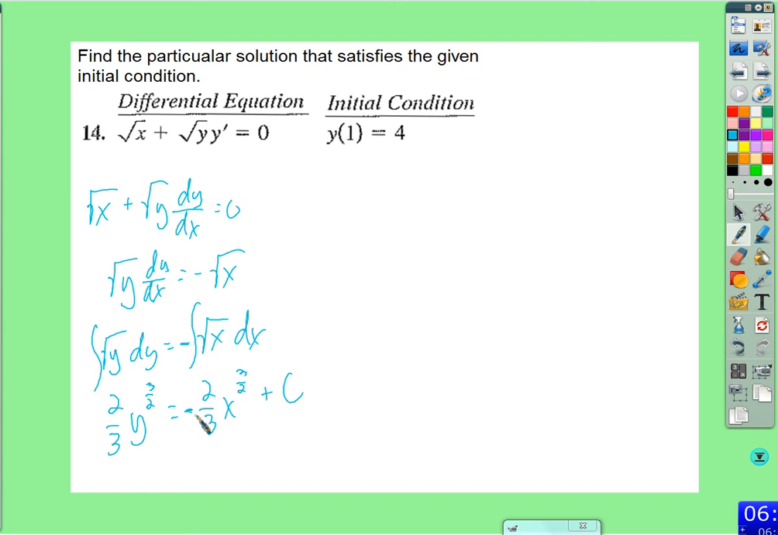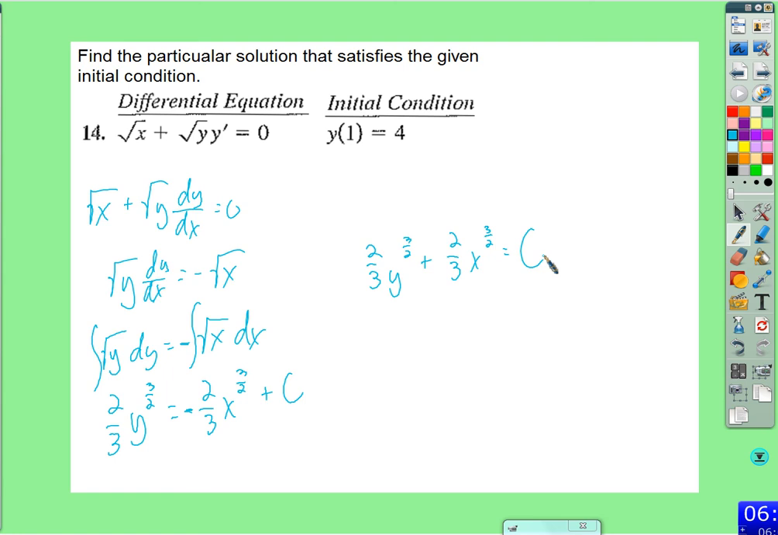When it comes to things like this, instead of taking the root of both sides to get y by itself, sometimes it's a little easier to just write it this way: 2/3 y to the 3/2 plus 2/3 x to the 3/2 equals whatever c is. Because when you write it as y equals the square root of something, you start getting pluses and minuses. So you can do that, or you can leave it like this. This is certainly a function that I can plug in something for x and solve for y, so it works. And so they give this initial condition of y of 1 equals 4.